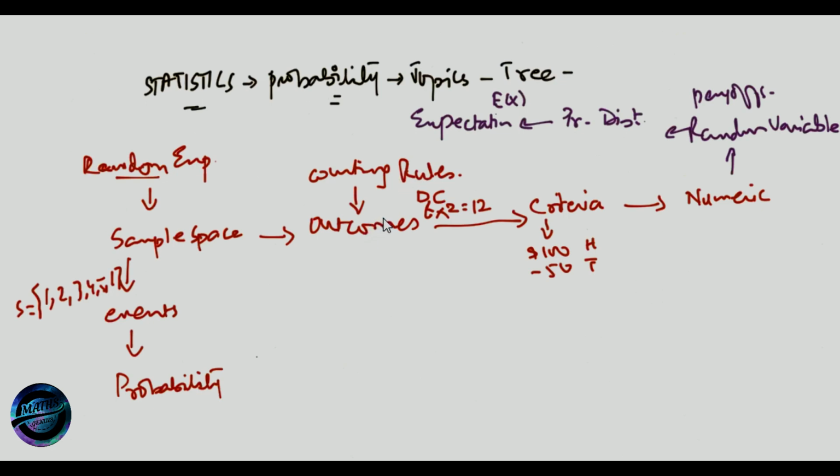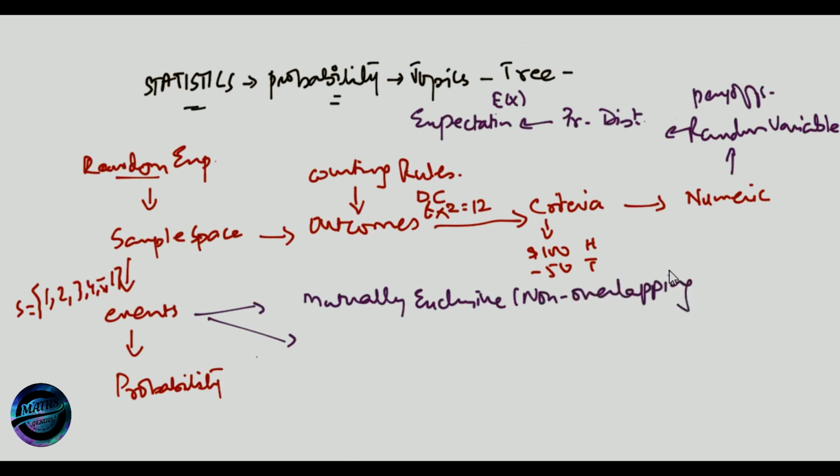Okay, now if you look at the events, right, events can be mutually exclusive. Mutually exclusive are those with non-overlapping parts. It means that nothing is common. So if I am showing you two events, right? These are two events, A and B. So these are mutually exclusive events because there is nothing common in between.